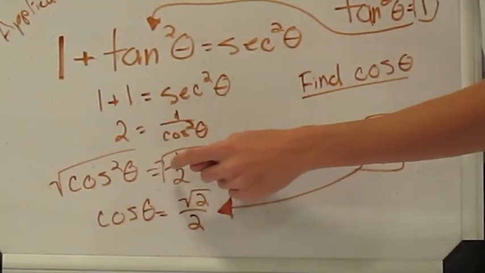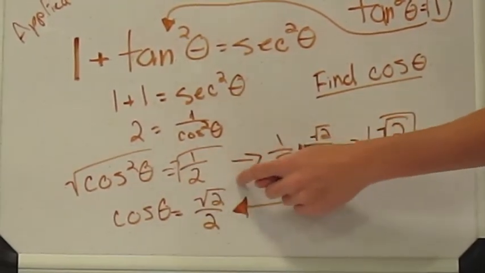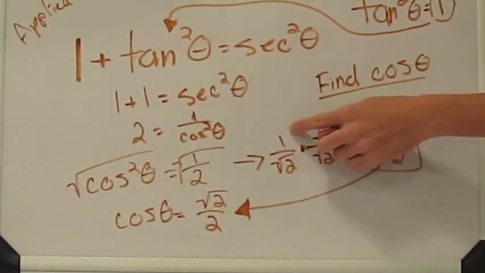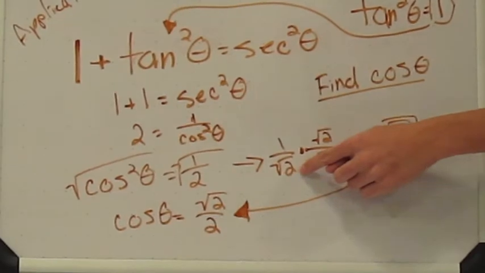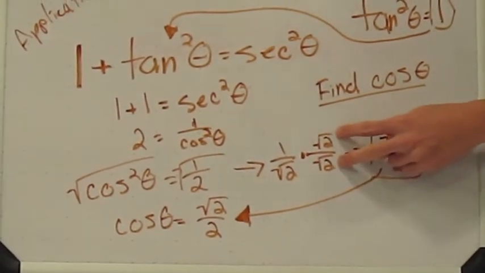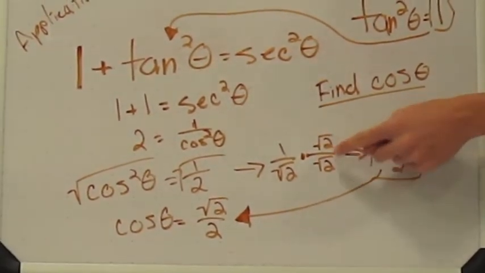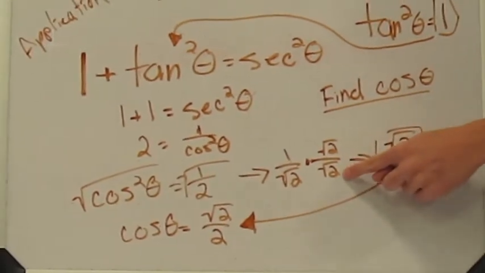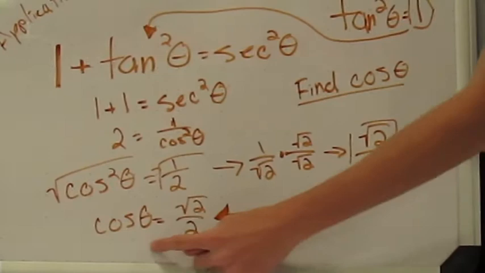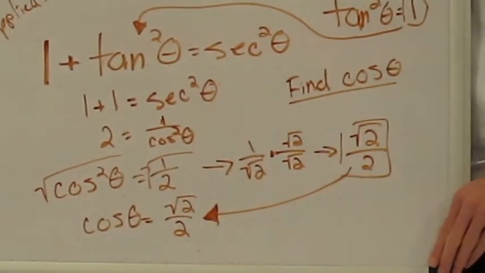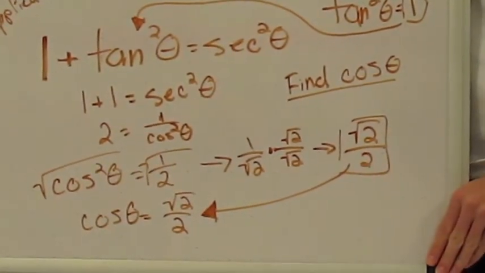theta, and take the square root of 1/2, which means that we now have root of 1, which is just 1, over the square root of 2, which if we multiply it by a fancy 1, which we can call square root of 2 divided by square root of 2, we can now get square root of 2 over 2 equals cosine. This is called rationalizing the denominator.